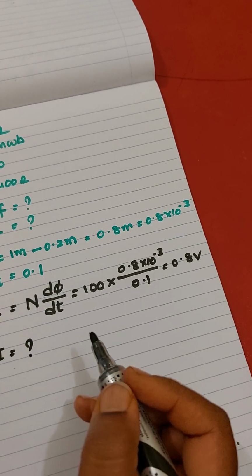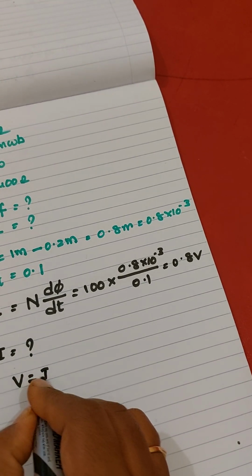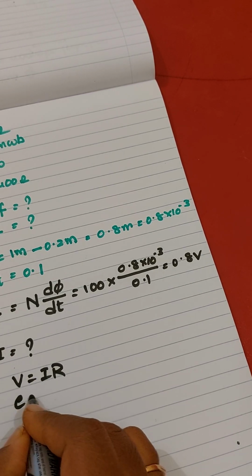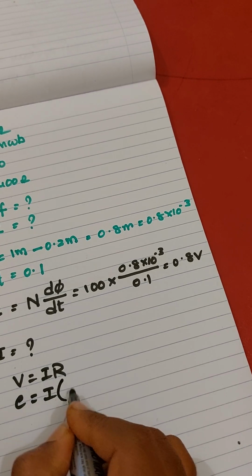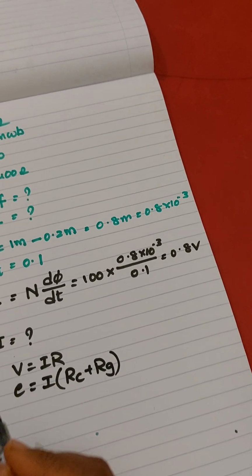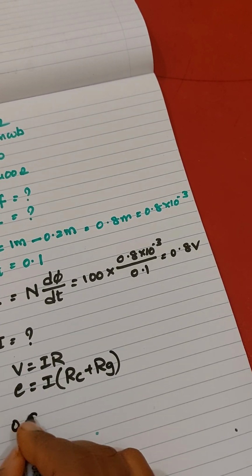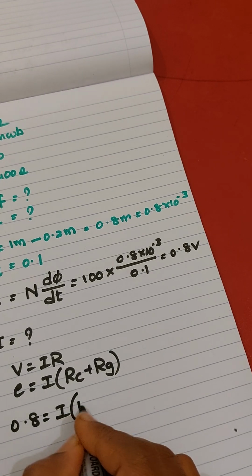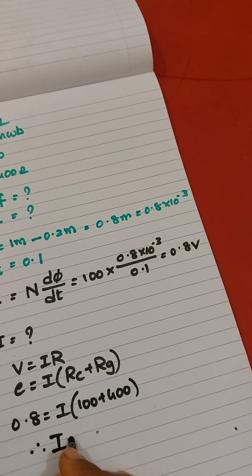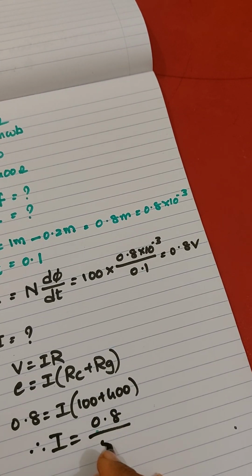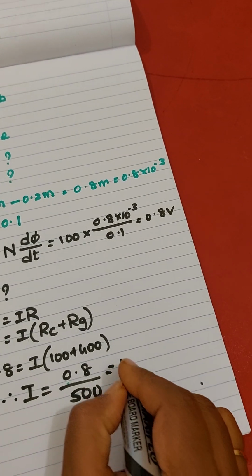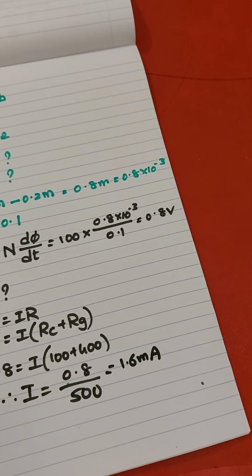So to find I, what can we say? V is equal to IR. V here is referred to as E. So E is equal to IR. R means the coil resistance is there, the galvanometer resistance is there, right? So E is 0.8, coil resistance is 100, galvanometer resistance is 400. Therefore, I is equal to 0.8 divided by 500, which will give you 1.6 milliamps.